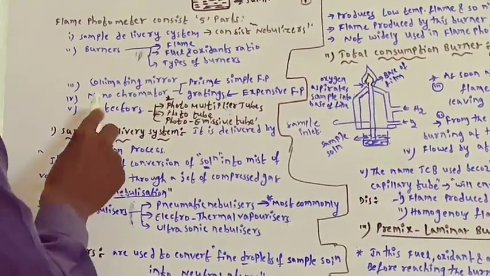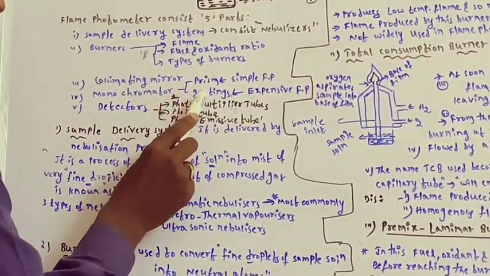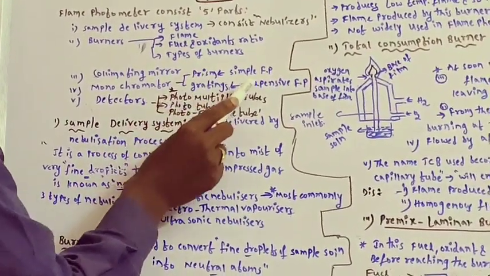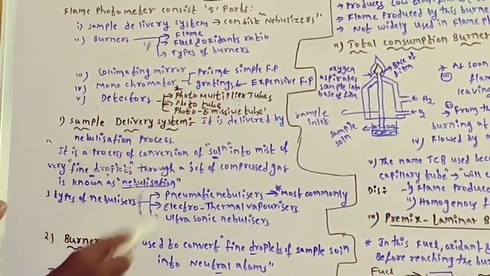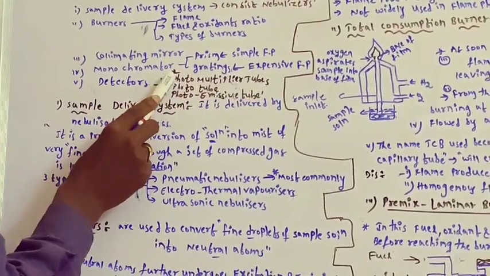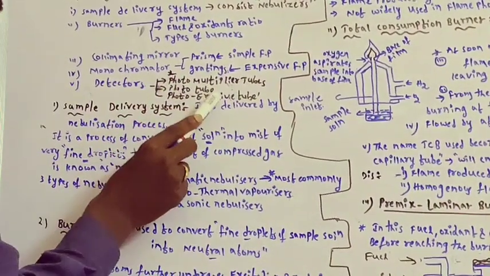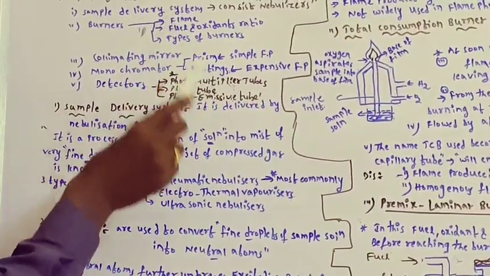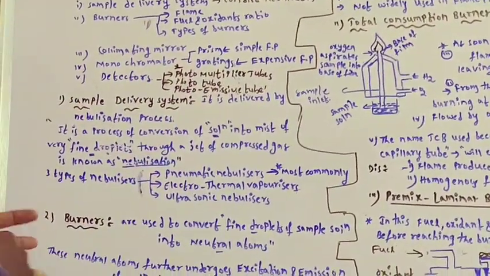Then the fourth part is the monochromator. That may be a prism or a grating. In a simple flame photometer, prisms are used. In an expensive flame photometer, gratings are used. Then detectors. What are the detectors? Photomultiplier tube, photoemission tube. Among these, photomultiplier tubes are the most commonly used in flame photometry. Let's see them one by one.